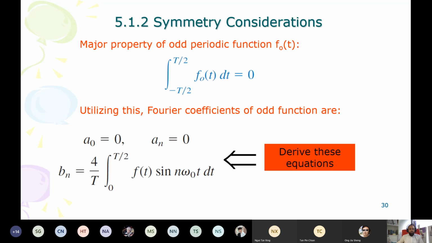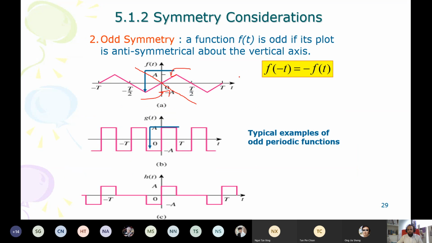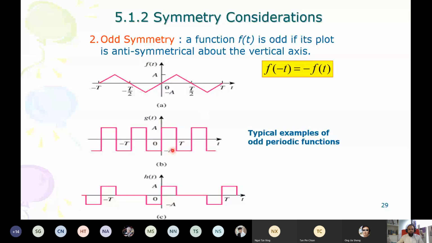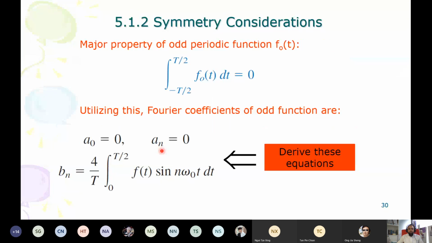This time around we cannot, and this is another property of this, that between this and this is 0. Why is that? Because it's like an average. We're taking the average, so the average of this will be 0. That's why a naught is 0, which is the average. Not only a naught, but an is also 0.